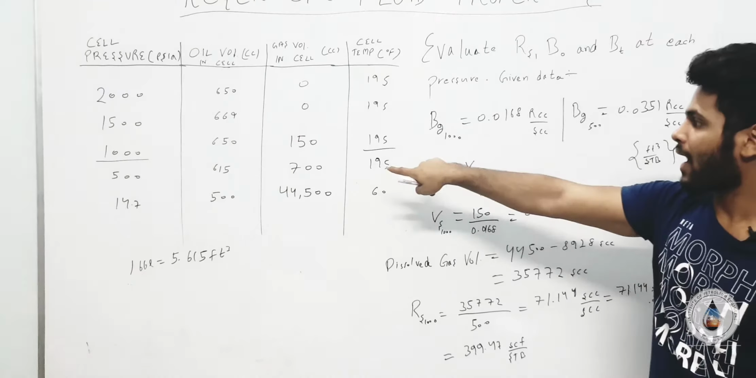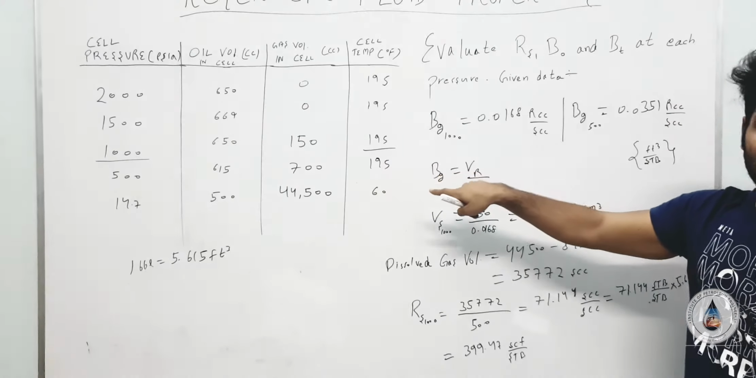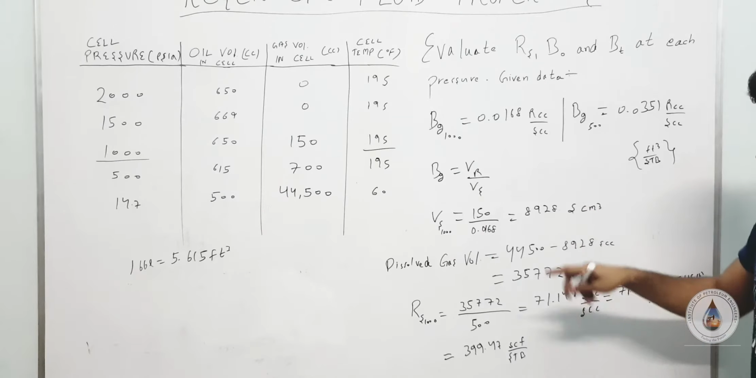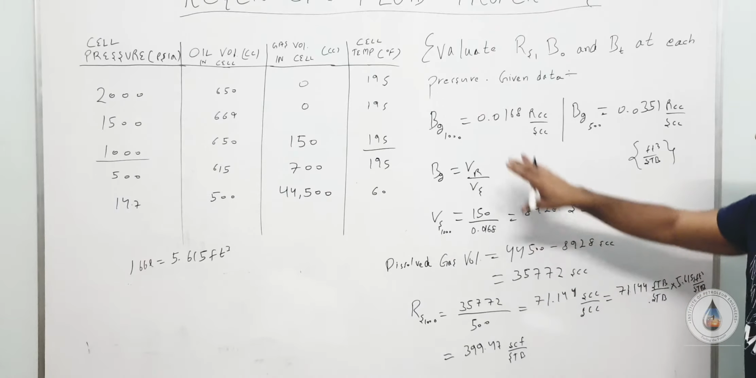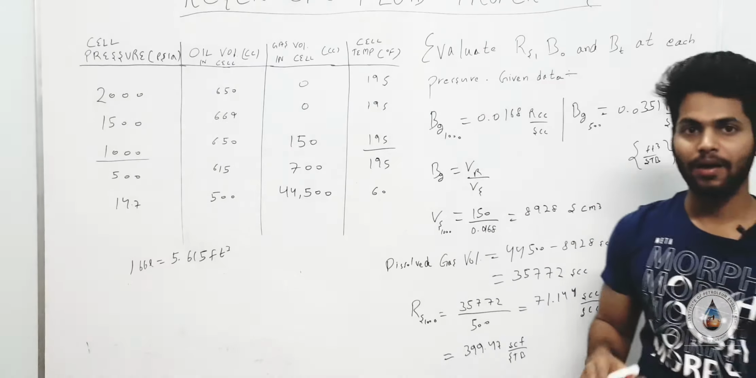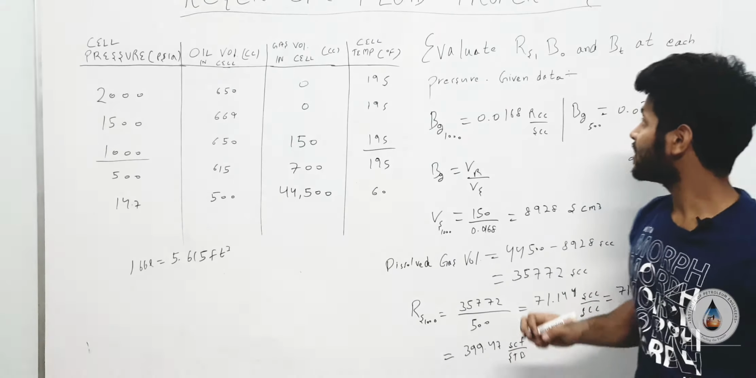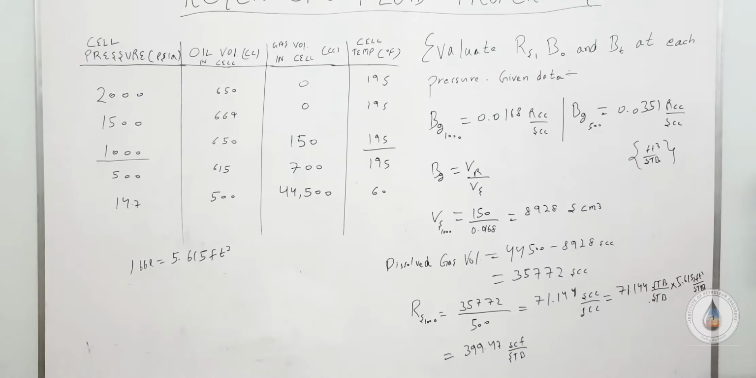Similar way, I can evaluate my value of Rs at 500 psia, and that will be all for the value of Rs. So we have evaluated all the values of Rs. Now we'll move on to B naught.